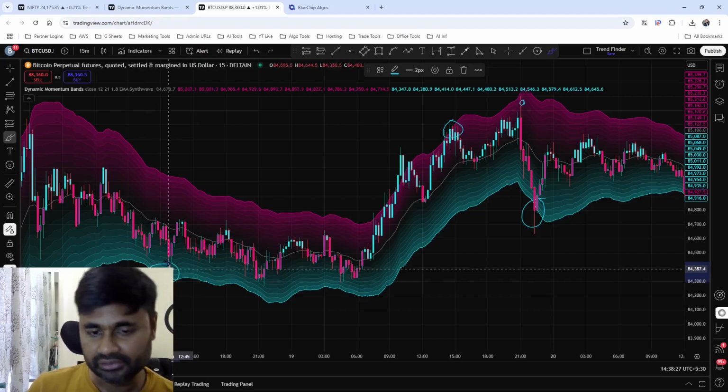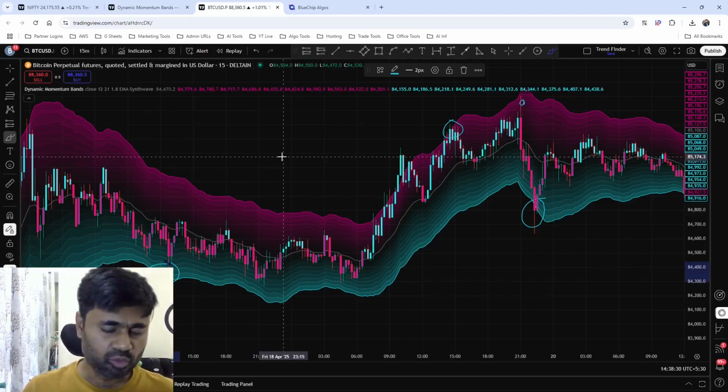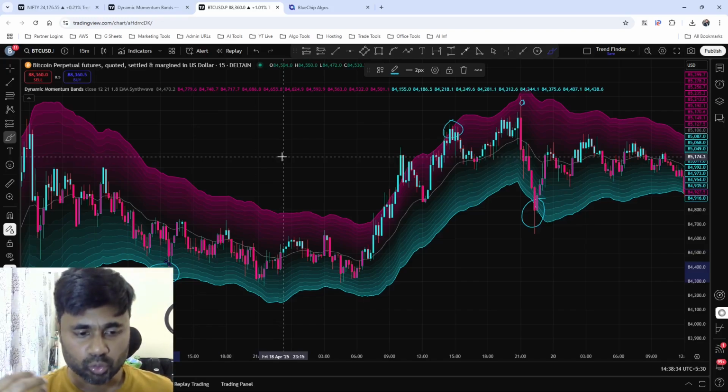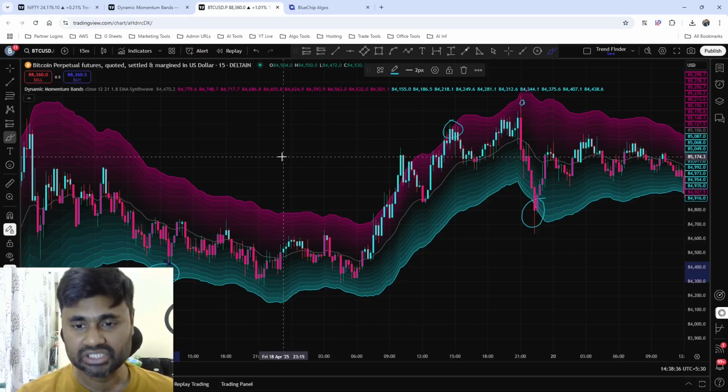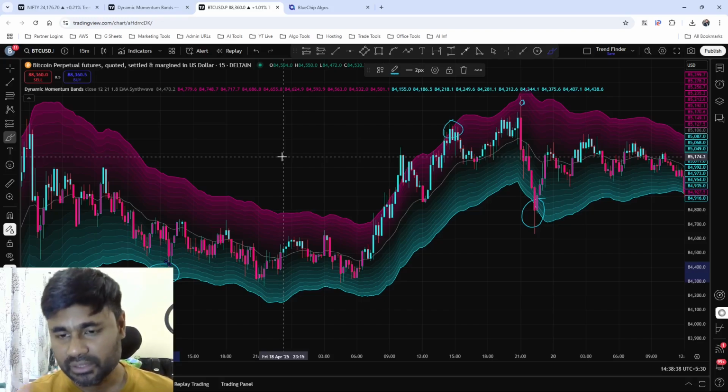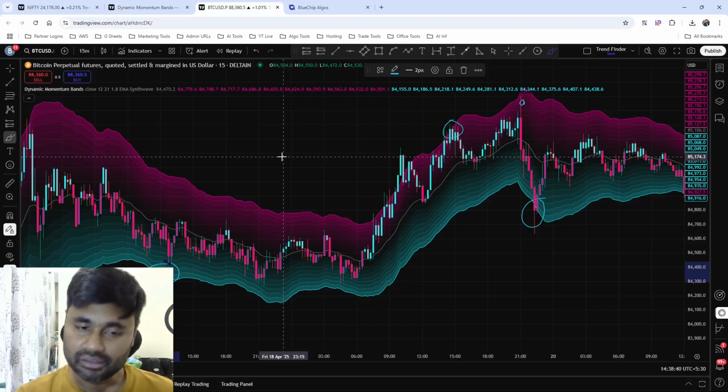In most cases it tries to predict correctly, but of course, as always, no indicator is perfect. So you also have to apply some of your own techniques, like price action, support and resistances, and combine it with this indicator for better accuracy.